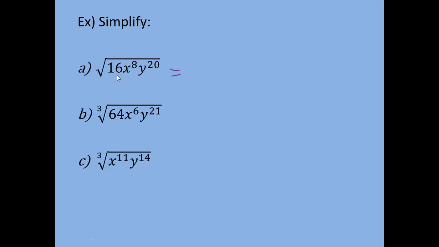So 16, this coefficient is a perfect square because 4 times 4 gives you 16. X to the 8th is a perfect square power because 8 is divisible by 2. And y to the 20th is also a perfect square because 20 is divisible by 2. So I can break this one down right away. These are all perfect squares. So square root of 16 is 4. Square root of x to the 8th is x to the 4th power because you're doing 8 divided by the index, which is 2, don't forget. And then y to the 20th divided by 2 makes this y to the 10th power. No radical symbol because you already evaluated it.